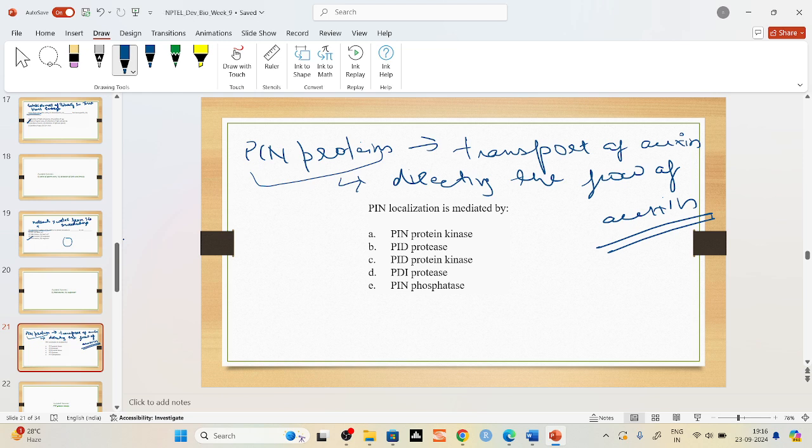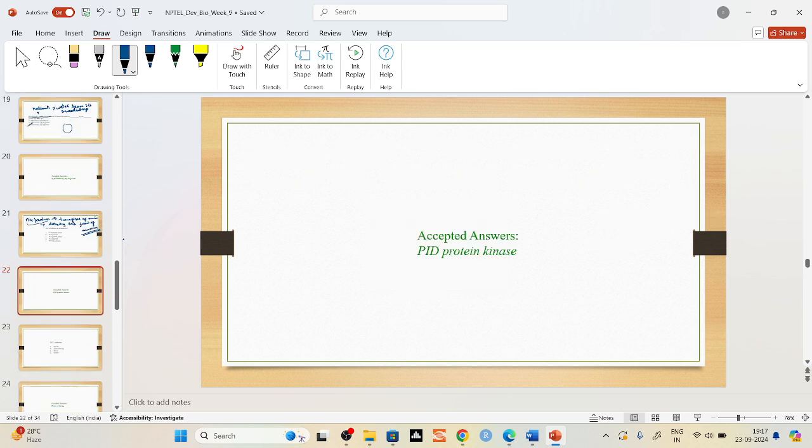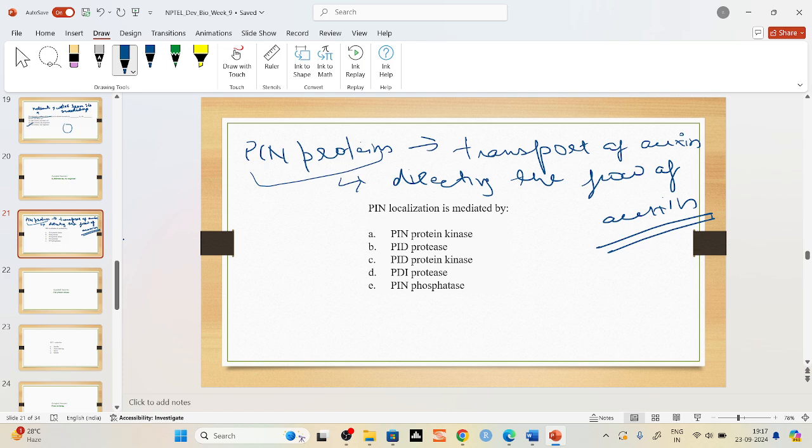Now, how is their localization carried out? Their localization is helped with the help of protein kinase. But which protein kinase? PIN protein kinase or PID protein kinase? The answer is PID protein kinase. So the correct answer is C. PID is PIN-formed interactor kinase. It helps in positioning the PIN proteins correctly within the cell.